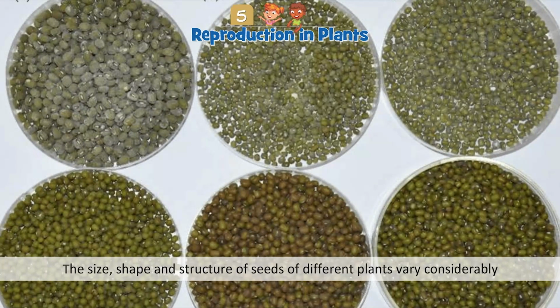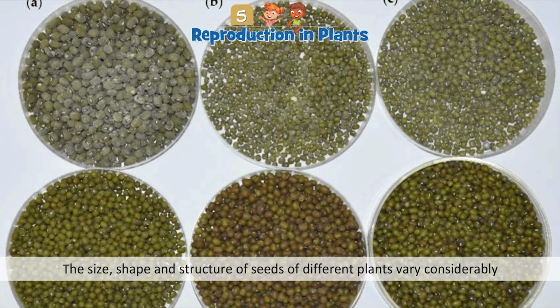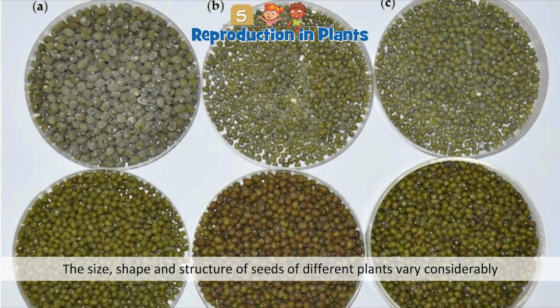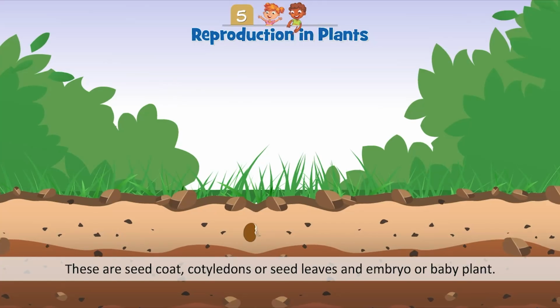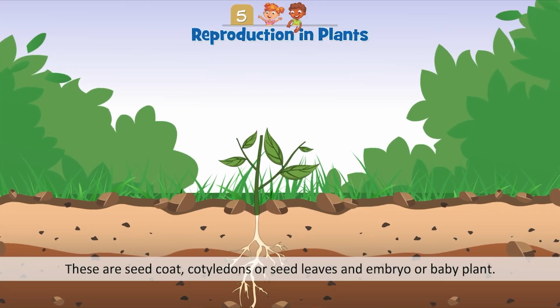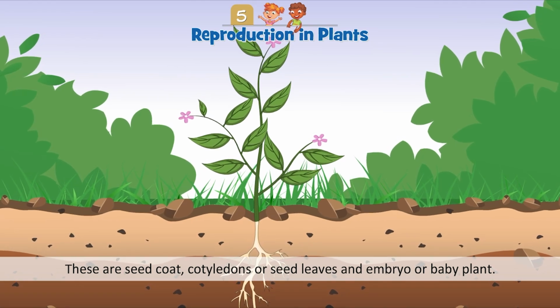The size, shape, and structure of seeds of different plants vary considerably, but the basic structure of most seeds is similar. A seed has three main parts. These are seed coat, cotyledons or seed leaves, and embryo or baby plant.